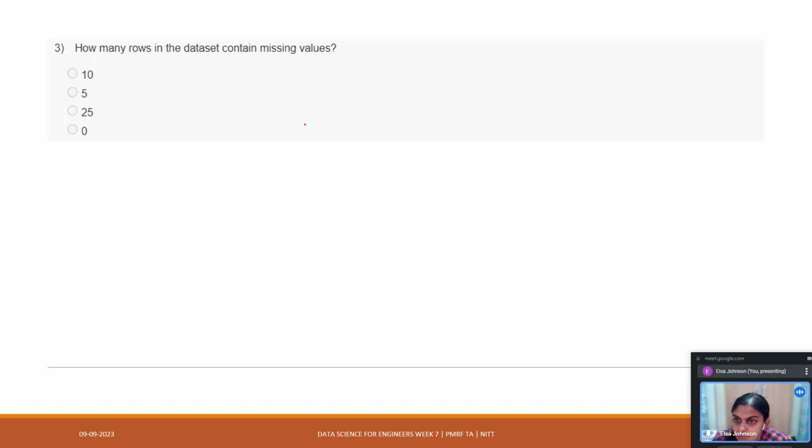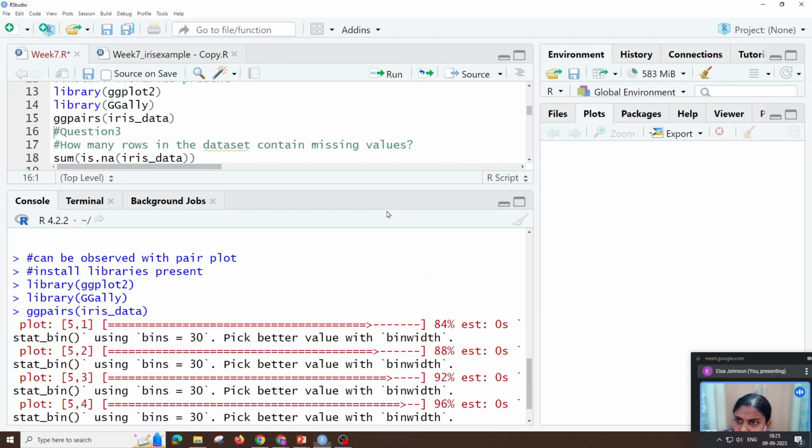Now, how many rows in the data set contain missing values? For that you have to go with this particular command, that is na. It is checking for not applicable, which means that usually this is how missing values are identified in Python as well as R. If you are getting a not applicable in one of the rows, then it means that missing values are present. We have looked at this earlier, so directly we will go there. Our data frame is iris_data.